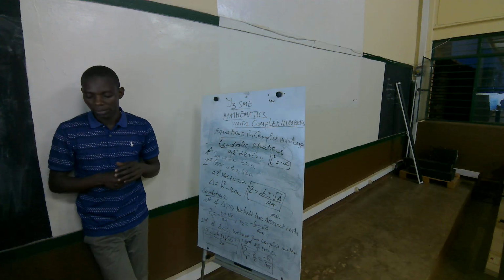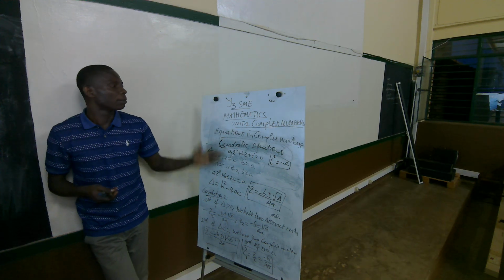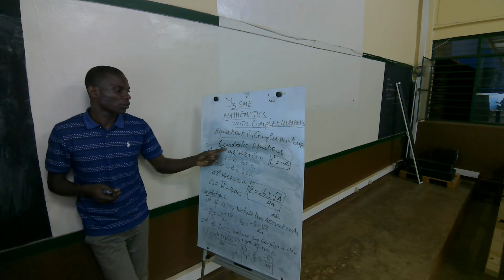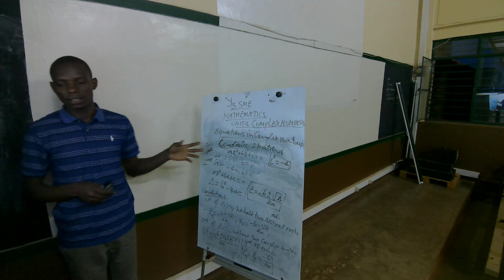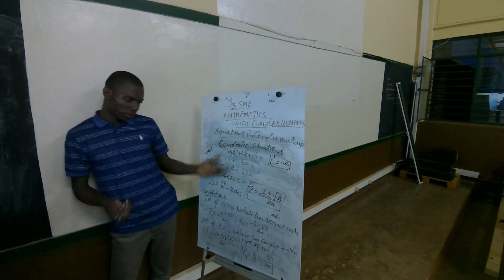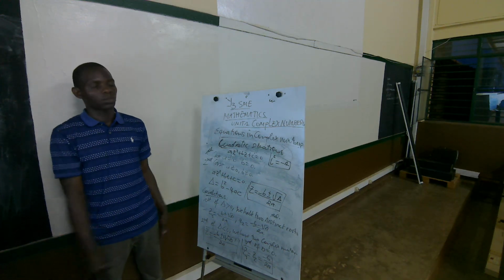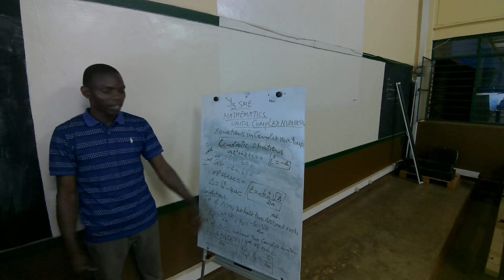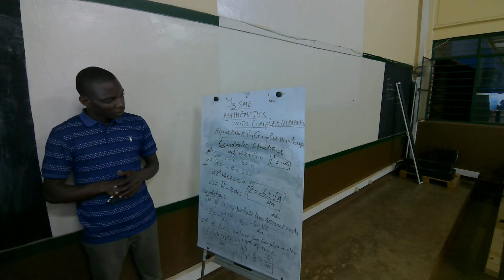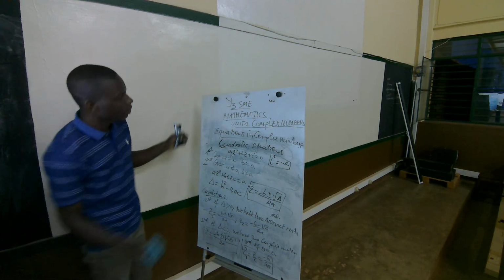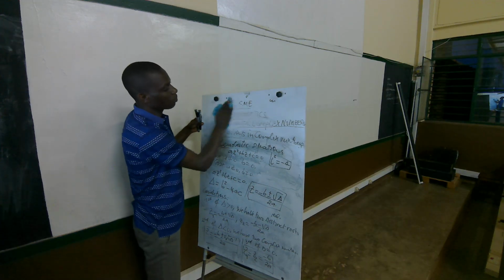The remaining is for examples, but the main idea about solving this quadratic equation is this one. We can also use factorization. You can factorize and you find the solution. You can even complete the square, then you find the solution. That is all. So let's try some examples. Then we see.